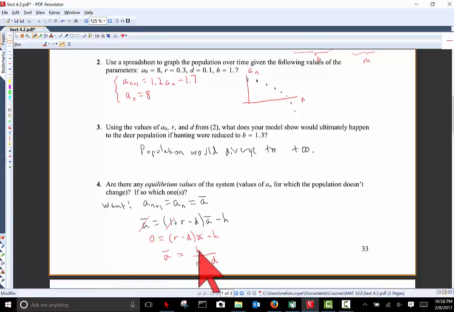So if I know any 3 of these variables, I can solve for the fourth. And so I could decide that I want to stabilize the population at, I don't know, something different, maybe 10. And then if I know r and d, I could adjust the hunting constant to make the population stabilize at that point.